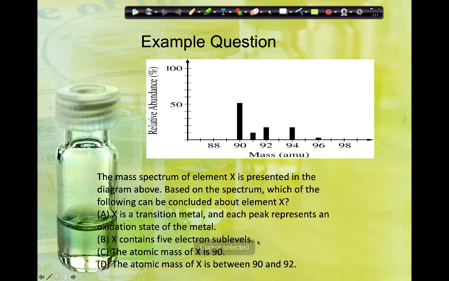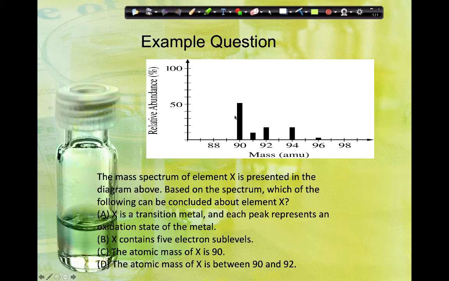Okay, so let's look at an AP question. So what could you potentially see on the exam? Well, here's a multiple choice question. It's giving you the mass spectrum, and it's saying the mass spectrum of element X is presented in the diagram above. Based on the spectrum, which of the following can be concluded about element X?